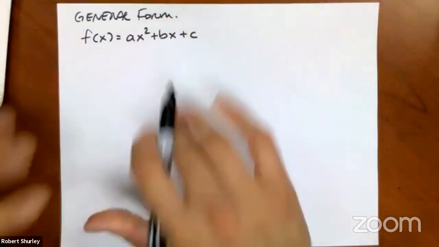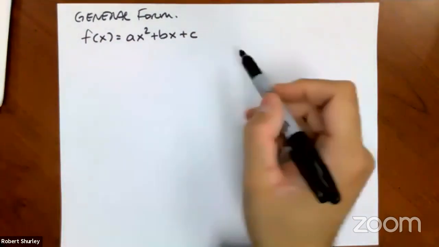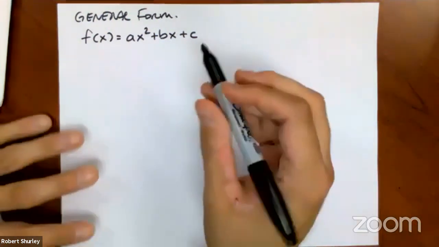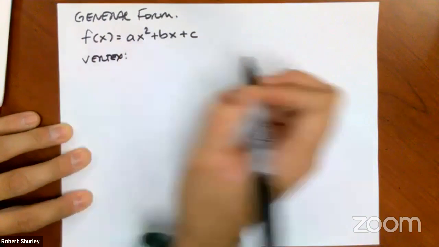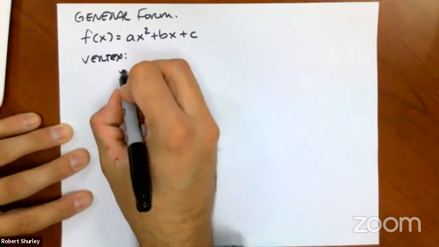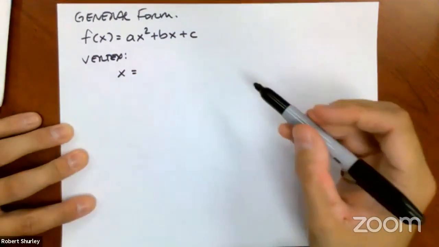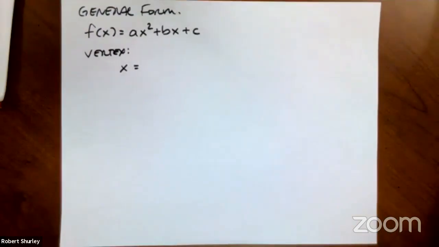And what happens is the vertex is a little harder to find because it's not given in the equation. Okay, the other one, again, it was given, it's nice. So to find the vertex, it's actually a little bit of an equation. First, you've got to find the x value. And I've got to tell you where this x value comes from. This x value actually comes from the quadratic formula.